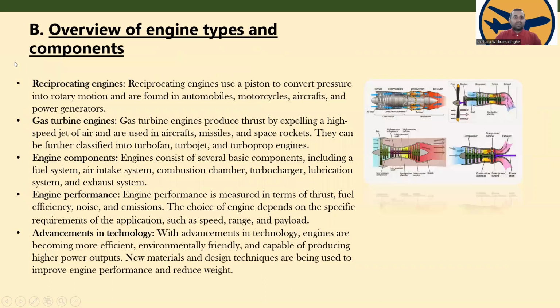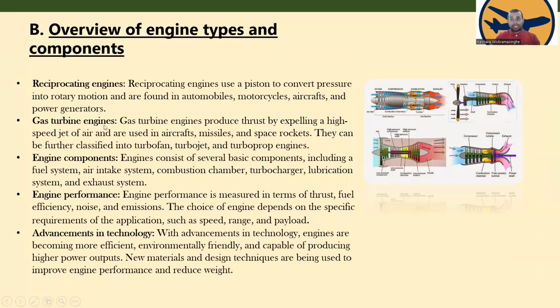All right, so now the next one, under introduction, the overview of engine types and components, right? Overview of engine types and components. Okay, you can see the engines, right? This is the turboprop, right? Okay, so the first one, reciprocating engine. Reciprocating engine, you can call it a piston engine, right? So reciprocating engines use a piston to convert pressure into rotary motion and are found in automobiles, motorcycles, aircraft, and power generators. All right.